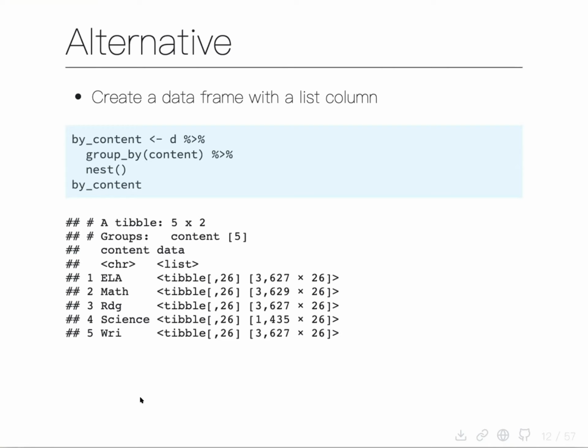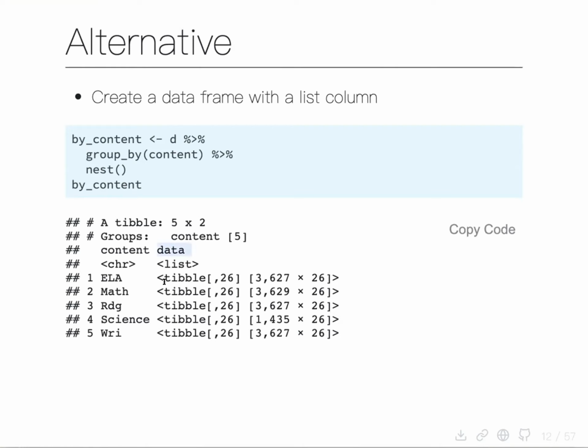Okay, so what we do here now is we say, take our data frame D, we're going to say group by content, and then nest. Okay, so we're going to group by just like we would group by if we were going to summarize, but then we're just going to pass that straight to nest. Okay, and then when I look at by content, it looks like this, right? I have the content area here, and then I have this data column that comes up.